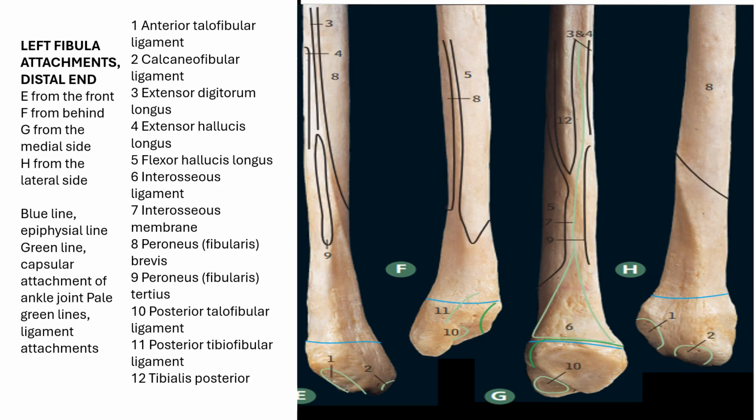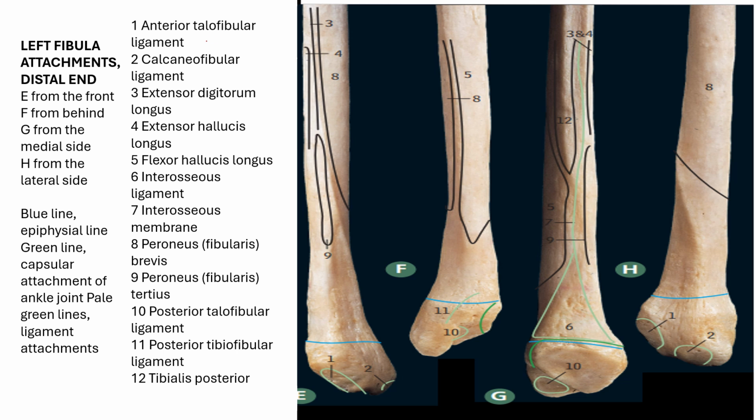So now we will look into the ligaments and muscle attachments on the distal side of the fibula. As we know, this is the E, F, G, H: anterior, posterior, medial, and lateral.